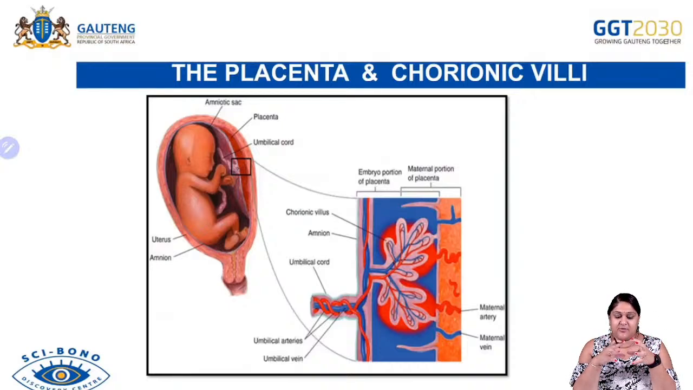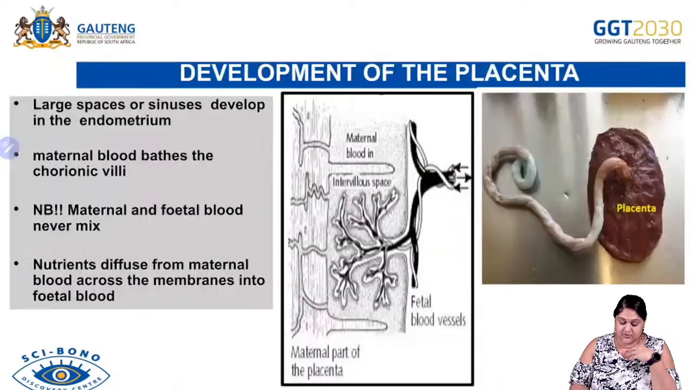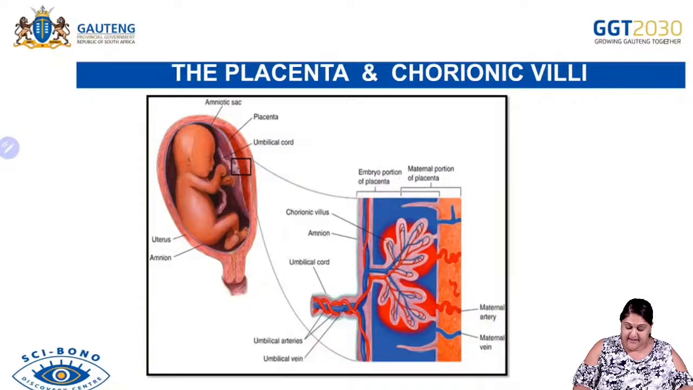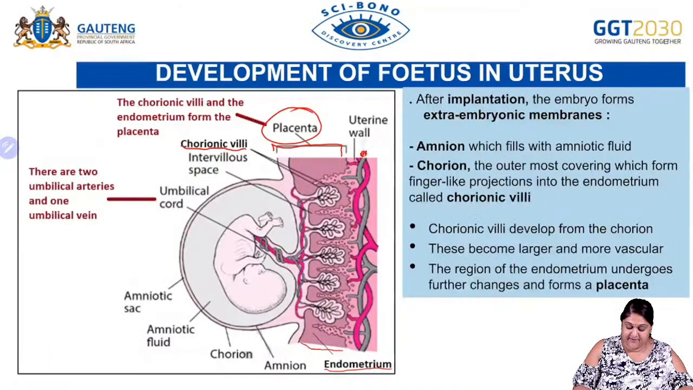Now as this embryo is developing, the placenta is going to be taking over, carrying out its function. So how does it do this? There are large spaces called sinuses that develop in the endometrium. Here is the uterine wall, so this is coming from the mother, and we've got blood vessels that extend here. These are the mother's blood vessels, and the fetus's blood vessels are going to be here in the chorionic villi.